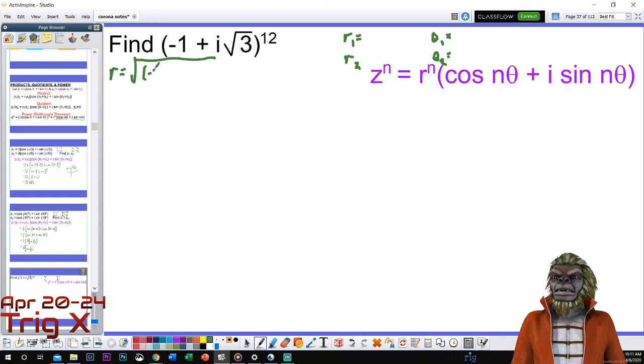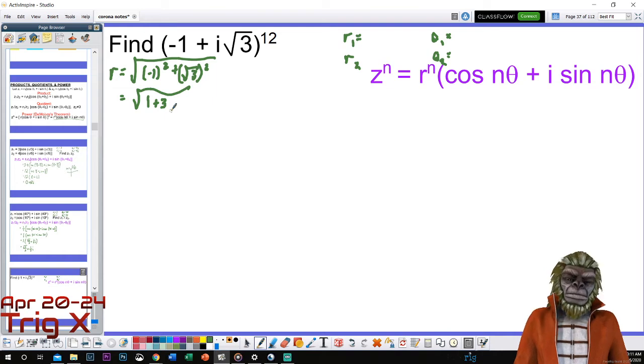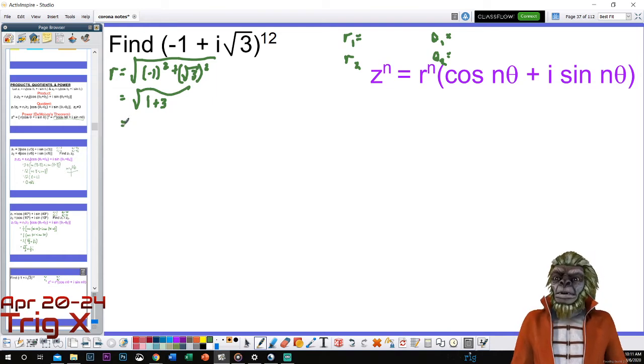Remember, r is the distance formula, same as the magnitude, so I'm going to do the distance. Remember, we're not putting i in there. We're only using a and b, not the i. So remember, if I have a square root being squared, the square and the square root will cancel. So this is really the same as 1 plus 3, which is the square root of 4, which is 2. So I know that r equals 2.